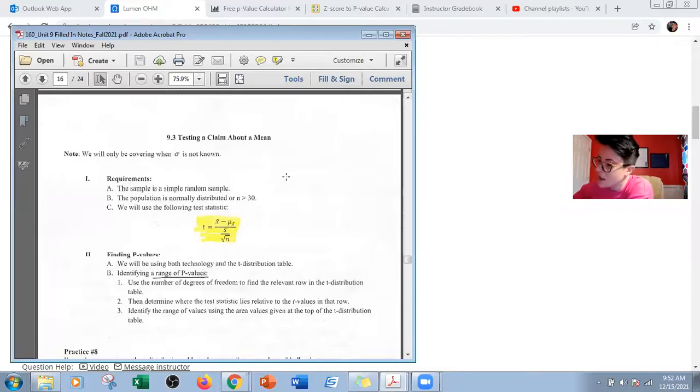T is equal to X bar minus the mean of the sampling distribution of sample means. That's such a mouthful. Every time I look at it, I'm like, okay, prepare yourself. Divided by the sample standard deviation divided by the square root of n. That's how we would calculate our T values. Let me stop my screen share for a moment.